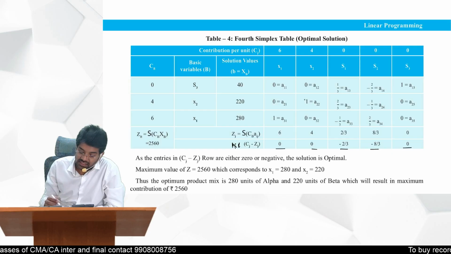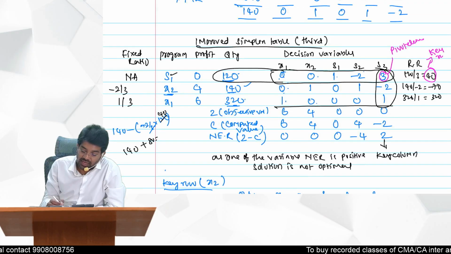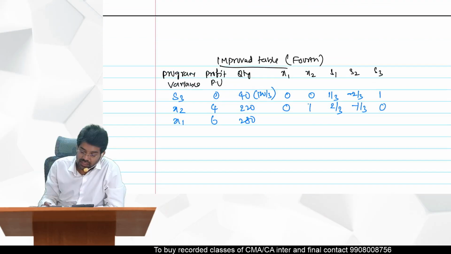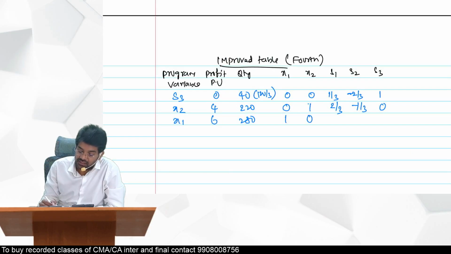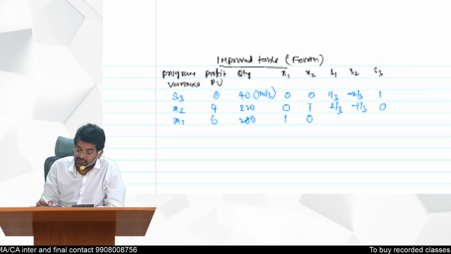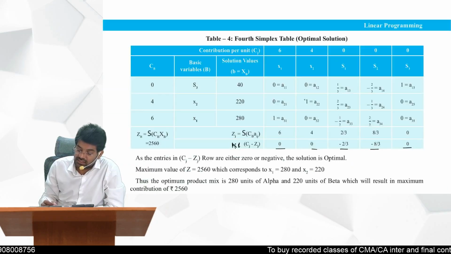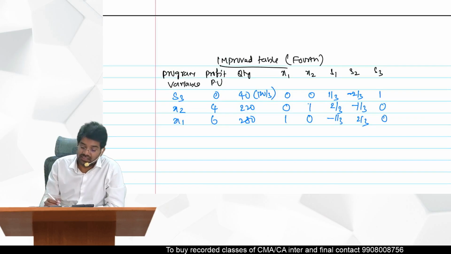Next one is 280 you are going to get. How are you going to get 280? 320 minus the fixed ratio 1 by 3 into 120, this is 40. So 320 minus 40 is 280, correct. What are the corresponding values calculated? 1, 0, minus 1 by 3, 2 by 3, minus 1 by 3, 2 by 3, then it is 0. For quick calculation purposes I am taking this. It is taking time now.